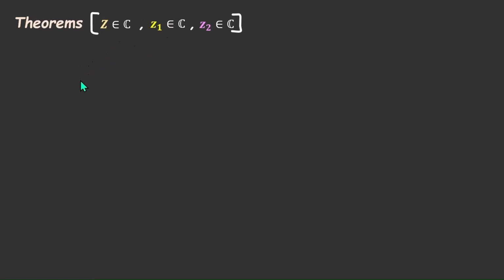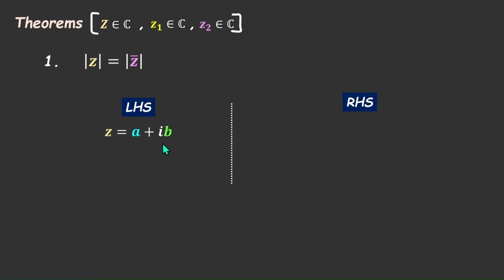So the first theorem is that mod of z is equal to mod of conjugate of z. And let's prove that with our LHS and RHS. We can take z as any general a plus ib. So this is a general complex number representation. So mod of z as per the definition would be under root a square plus b square. It is basically the under root of sum of square of real part and imaginary part.